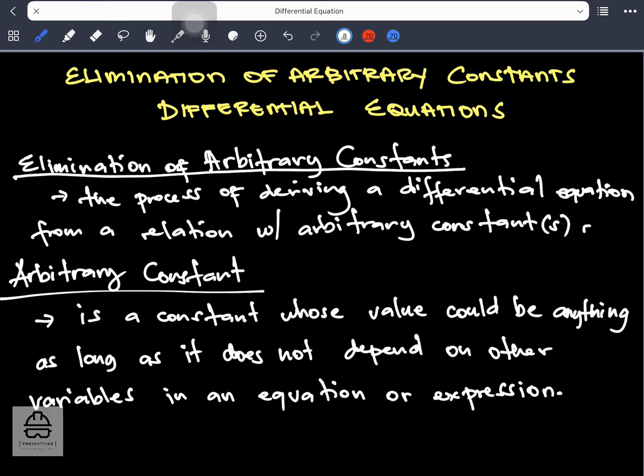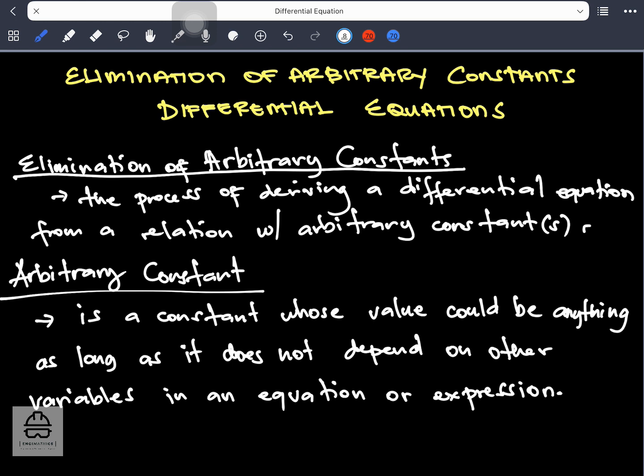Hey guys! Today I will be discussing the first module in differential equations. That would be the elimination of arbitrary constant. But before we dive into the examples, we have to understand first what is elimination of arbitrary constant and what is an arbitrary constant. Okay?